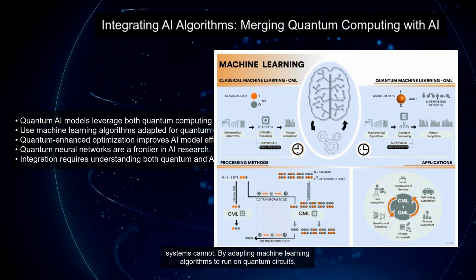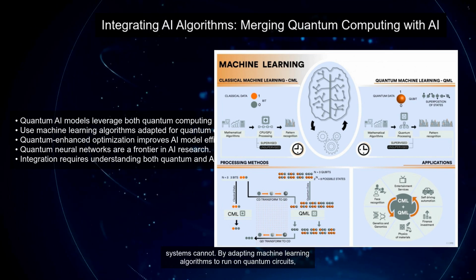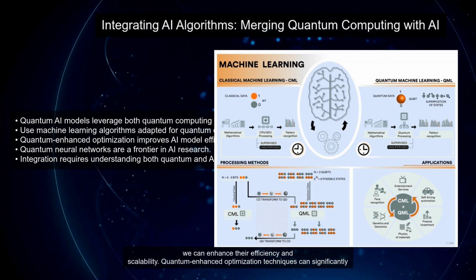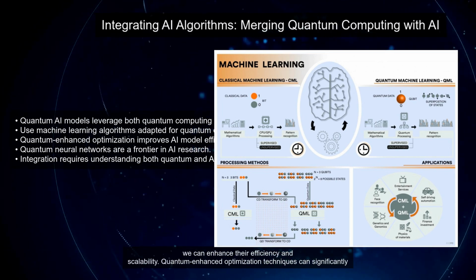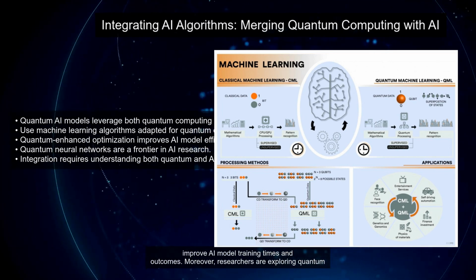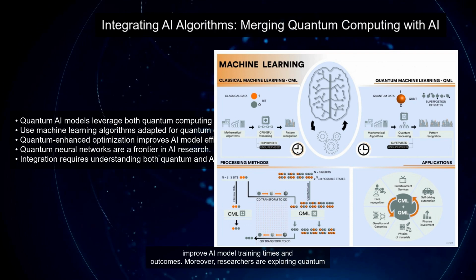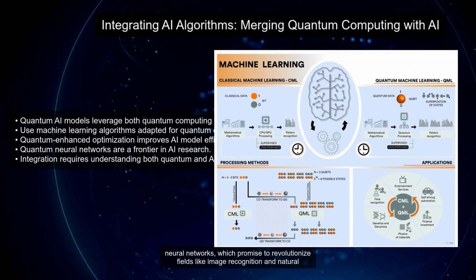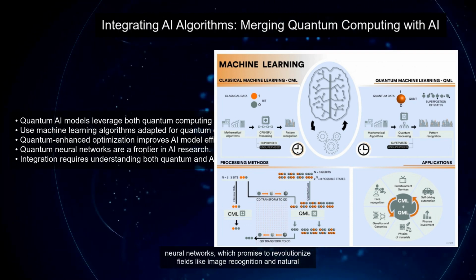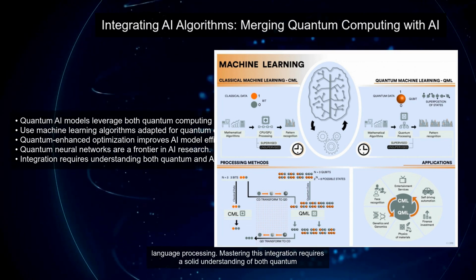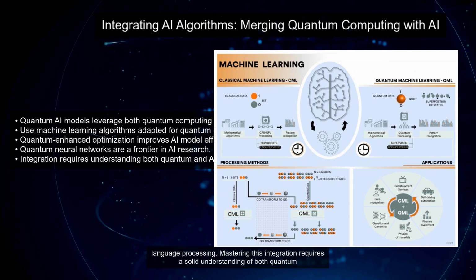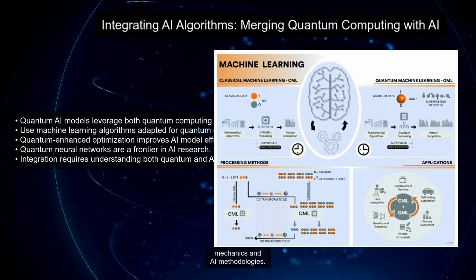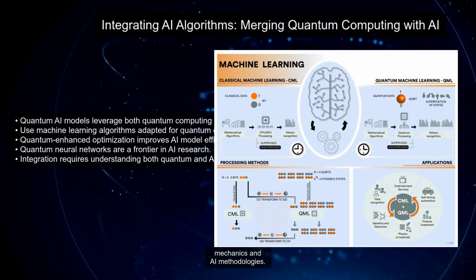By adapting machine learning algorithms to run on quantum circuits, we can enhance their efficiency and scalability. Quantum-enhanced optimization techniques can significantly improve AI model training times and outcomes. Moreover, researchers are exploring quantum neural networks, which promise to revolutionize fields like image recognition and natural language processing. Mastering this integration requires a solid understanding of both quantum mechanics and AI methodologies.